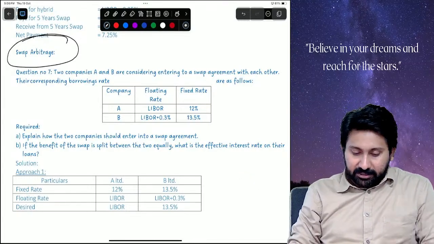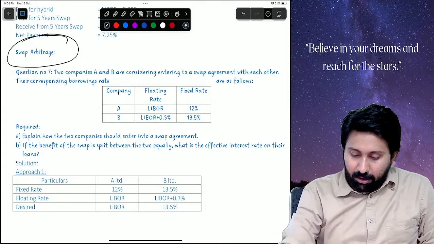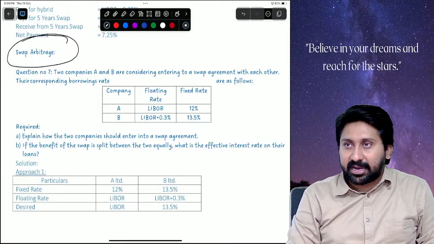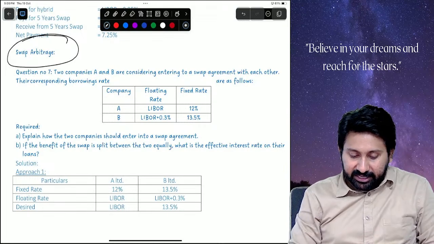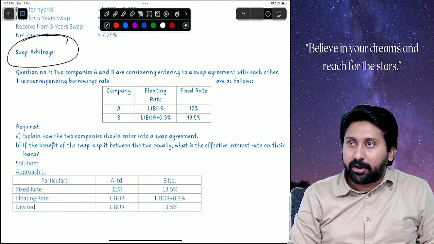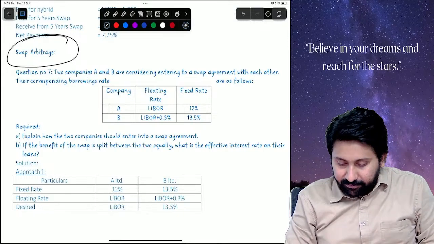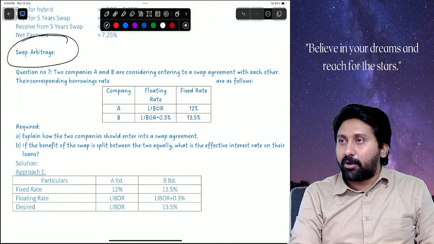Okay. First, what is the question we are starting with? Question number 7, see there. Two companies, A and B, are considering entering into a swap agreement with each other. Their corresponding borrowing rates are as follows. Floating rate to fixed rate. B also floating, fixed. Explain how the companies should enter.